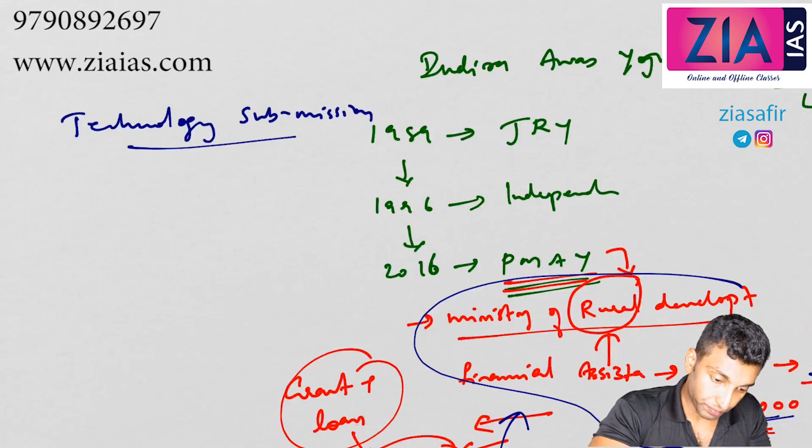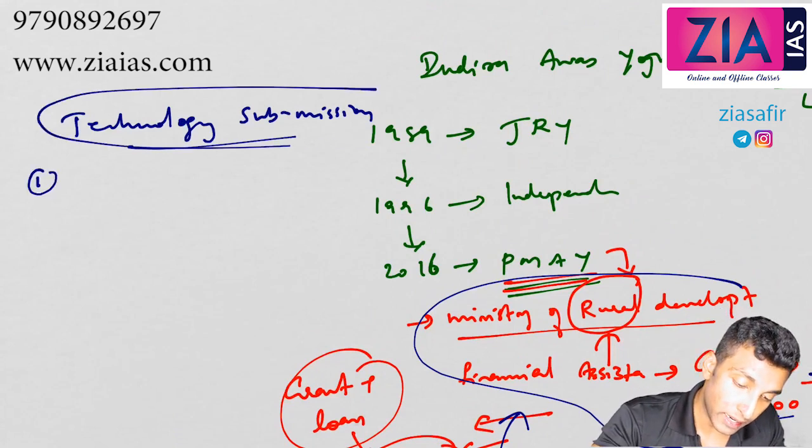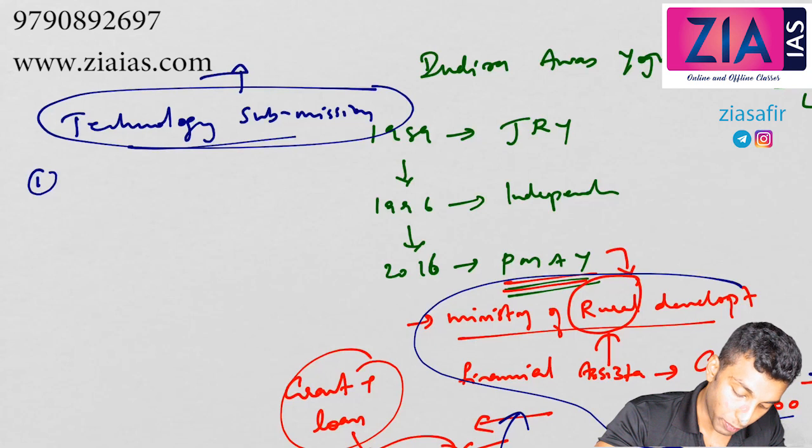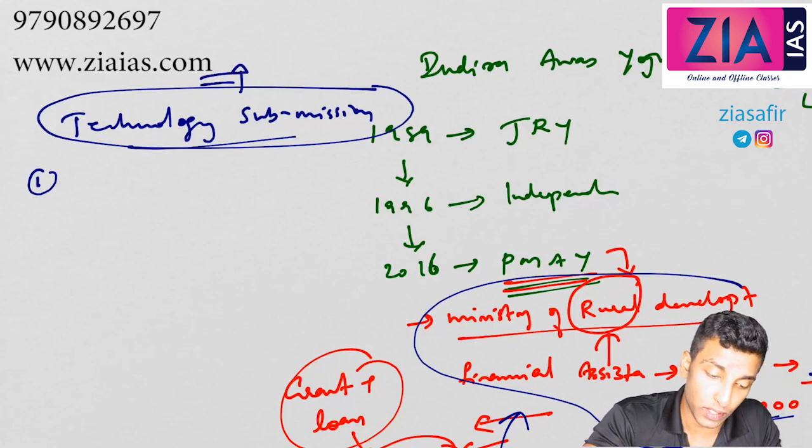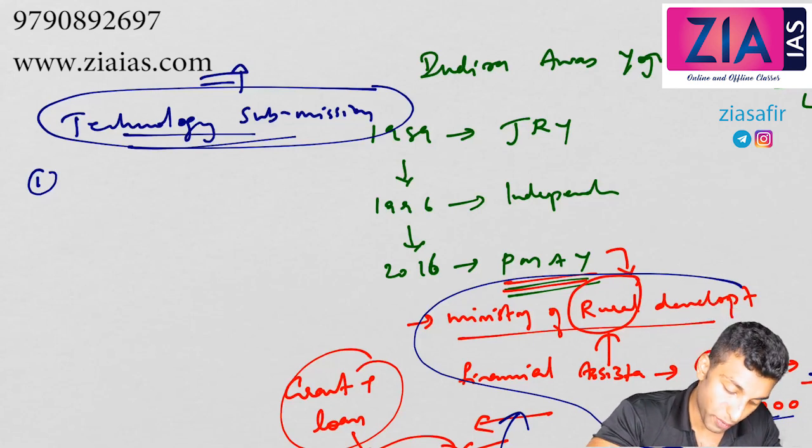The first one, when we talk about technology submission, it is nothing but research and development upon what kind of houses, materials, etc. So related to that is what these technology submissions are. Under that there are 4 components.